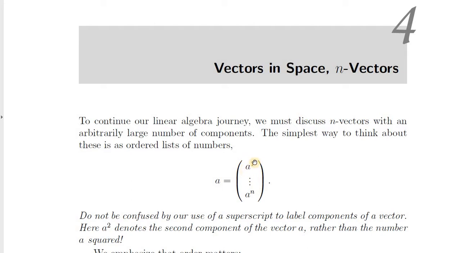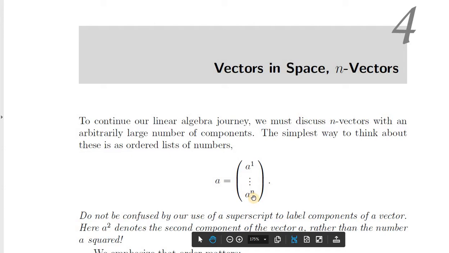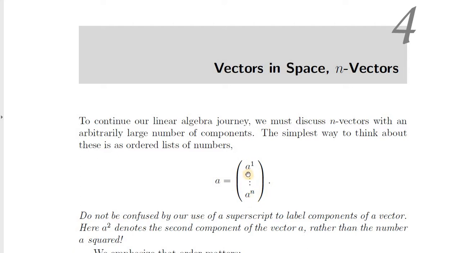Now, notice this notation. A1 is the first component, where 1 is the superscript. An is the nth component. So these are not powers, these are superscripts. It should be clear in this section that we're not taking powers. Of course, when you deal with linear mathematics, you don't take powers. So in this section, if you see a superscript, that doesn't mean power. It means that that's the index that tells you which entry in the vector that particular component is.